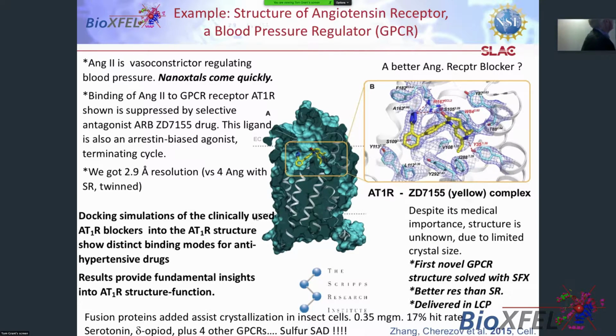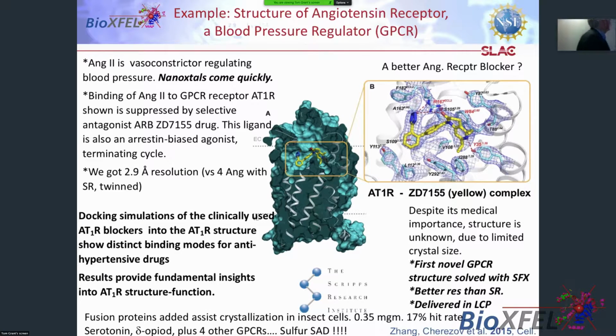You can see the small drug molecule is shown inset here. It's the stick figure here in yellow. And the binding of angiotensin 2 to this GPCR receptor, that's the AT1R shown here, is suppressed by the antagonist drug, ARB-ZD7155. This is an attempt to make an improvement on losartan, which is an existing commercially available drug for control of high blood pressure. So the ligand also acts as an arrestin biased agonist, and which terminates the cycle of internal signaling. The internal cell is down here.